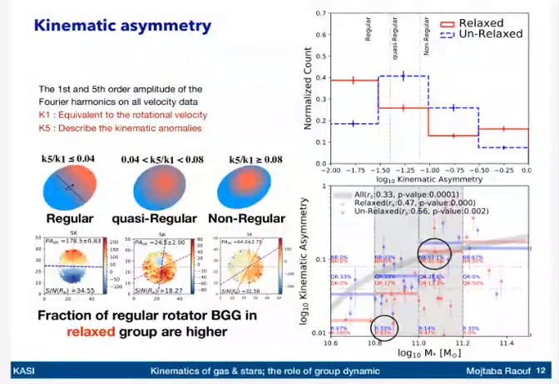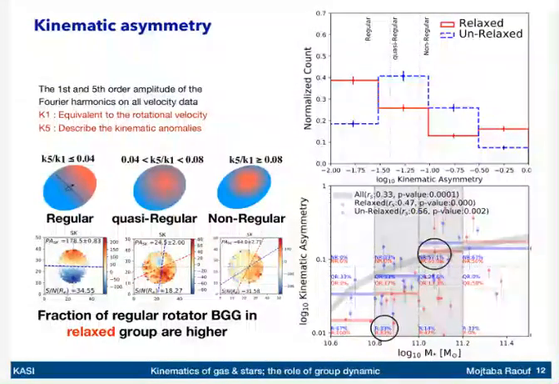So let's investigate the kinematic asymmetry in different stellar mass ranges. You can see the trend of kinematic asymmetry grows with increasing stellar mass, which is shown by the gray line for all the sample. But individually, we try to focus on the regions where we have significance in the statistics. This is just to test the impact of statistics in our analysis.